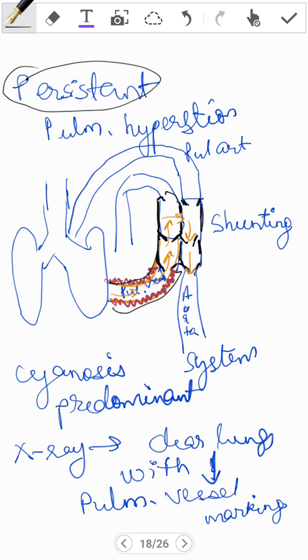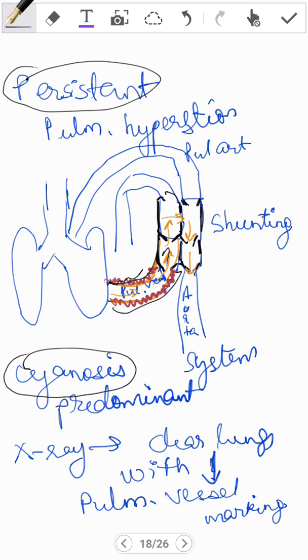The manifestation is the same as respiratory distress syndrome and transient tachypnea of the newborn. The baby is going to have respiratory distress plus it is going to have marked cyanosis. Why? Because you are having an increased pressure in the pulmonary venous system.